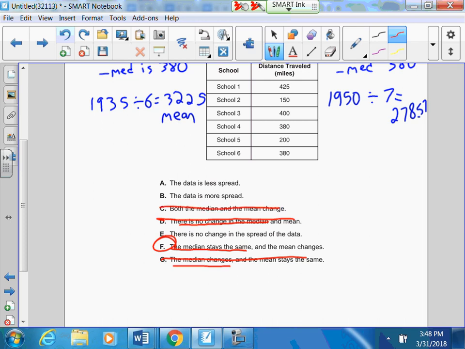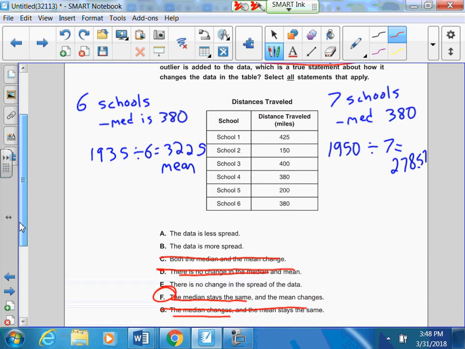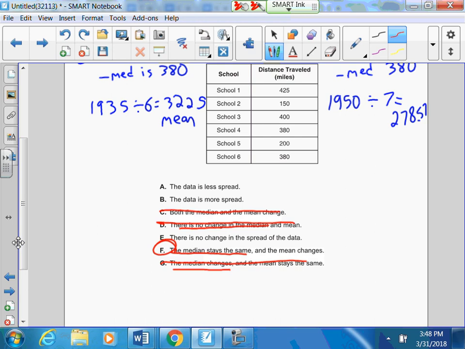And then C says both of them change. Well, that's not true. So now we just got to determine, is it more spread, less spread, or did it stay the same? Well, when you add in the 7th school that only travels 15 miles, 15 would be the smallest distance traveled, therefore it spreads out the data. And so in addition to F being one of your answers, you're going to have B being one of your answers. So F and B.